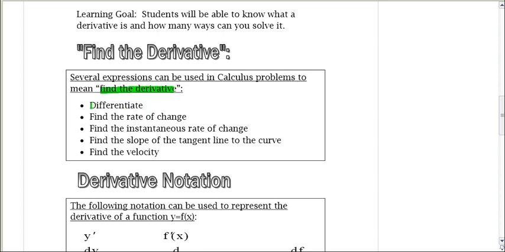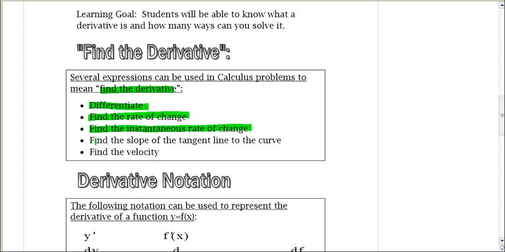The first one is called differentiate. Sounds kind of fancy. So differentiate. That means take the derivative. Find the rate of change. That means take the derivative. Find the instantaneous rate of change. That means find the derivative.